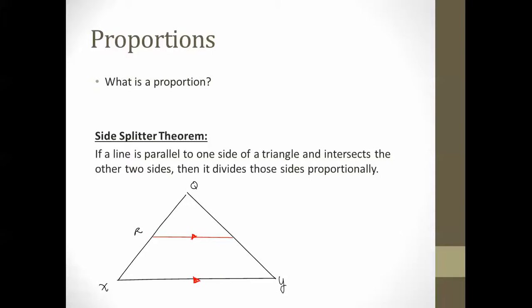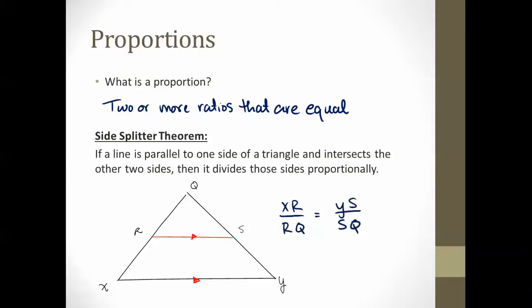Proportions. What is a proportion again? It's when two or more ratios are equal. We have a new theorem here called the side-splitter theorem. If a line is parallel to one side of a triangle and intersects the other two sides, then it divides those sides proportionally. In other words, in this example, XR to RQ is equal to YS to SQ.